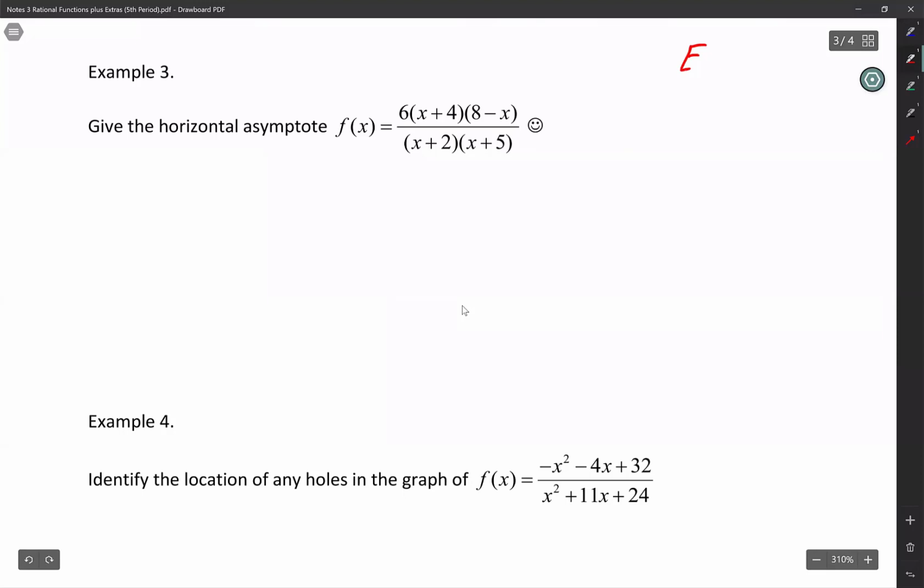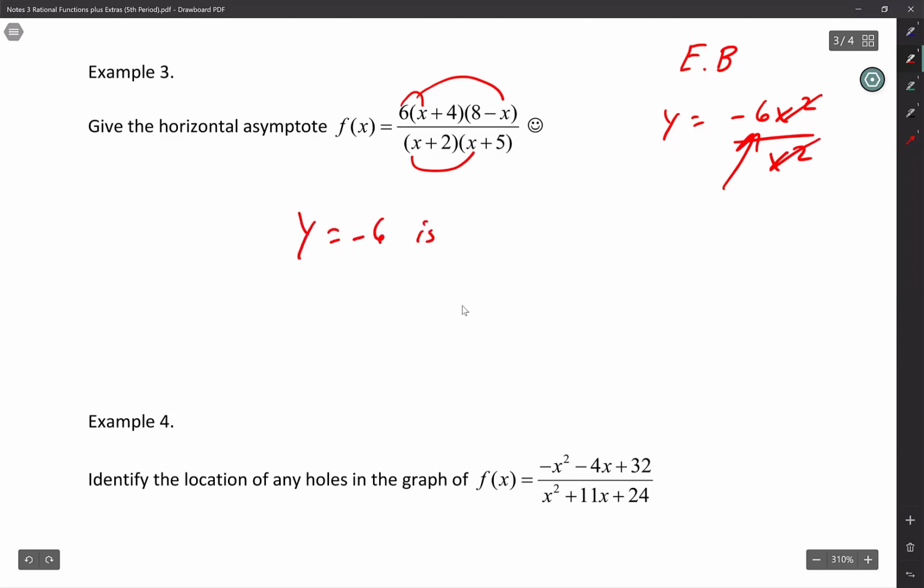All you need is your end behavior. I think the reason why Delta Math says distribute everything is because they're Common Core, and they have to make sure that everyone understands. Just go 6 times x times -x. So your end behavior is -6x squared. You can figure out the rest, but why would you? Don't. All over x squared. The x squares cancel out. There it is. y equals -6 is the horizontal asymptote.